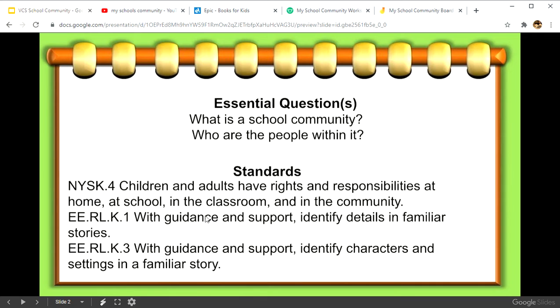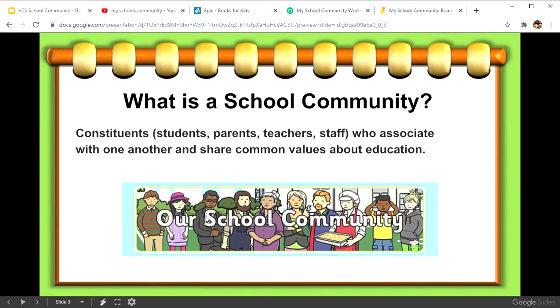So if you're going to read a story or potentially create a story about your school and the staff members, the people within it, that could potentially be the characters and the setting of a story. What is a school community? The constituents, the students, parents, teachers, and staff who associate with one another and share common values about education.